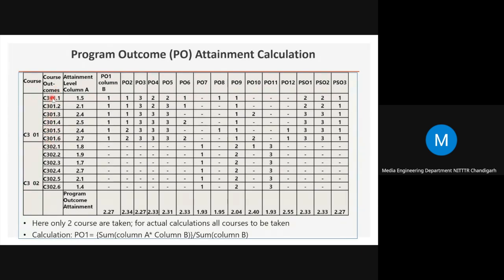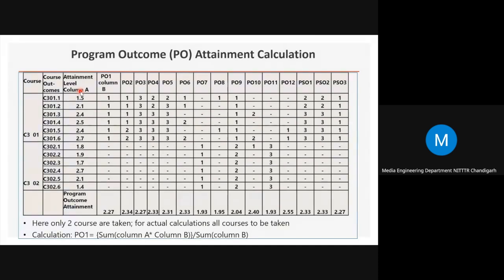You can see this particular course is having 6 COs: 1, 2, 3, 4, 5, 6, right? Similarly, the second course is again having 6 COs. Now this attainment level column holds the values which we calculate for the CO attainments. So CO attainment for this particular CO of this course is 1.5, this is 2.1, this is 2.4, 2.5, 2.4, 2.7, like this. These are the CO attainment values for this course, calculated using the approach which I have described in the previous session.